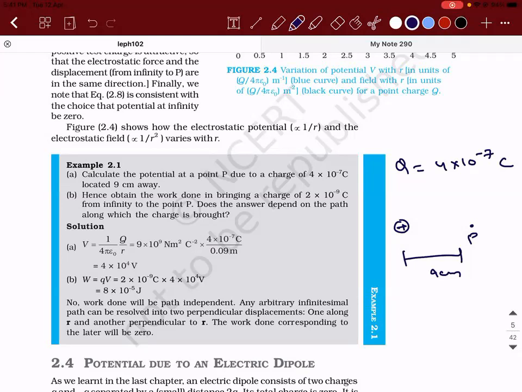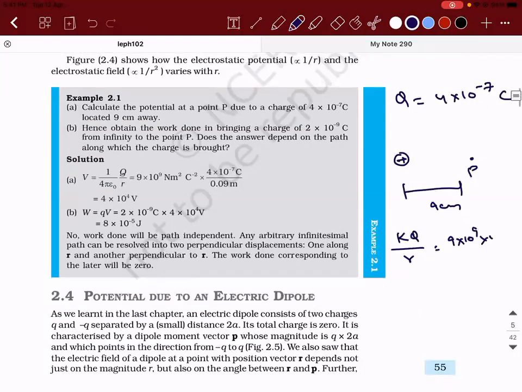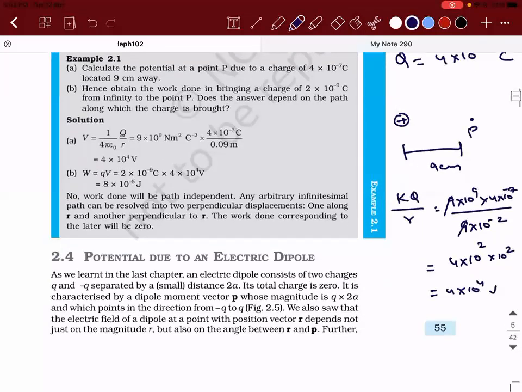It is K capital Q divided by R. K is 9 into 10 power 9, into Q which is 4 into 10 power minus 7, divided by 9 centimeter, which is 9 into 10 power minus 2. Cancel the 9s. So 4 into 10 power 9 minus 7 is 10 power 2, into 10 power 2. So 4 into 10 power 4. These many volts: 40,000 volts.